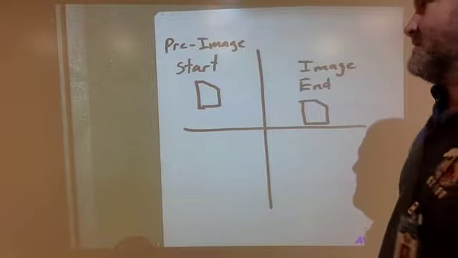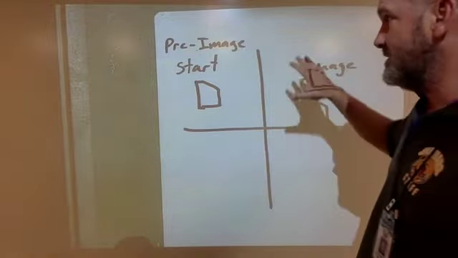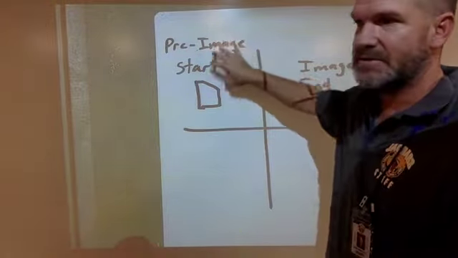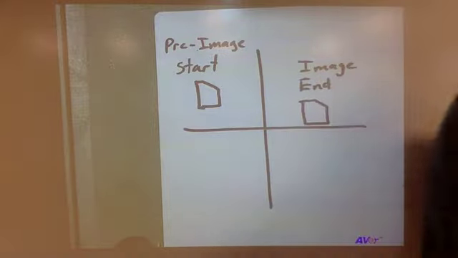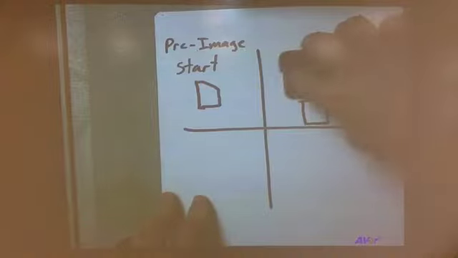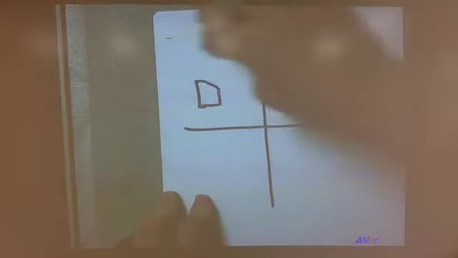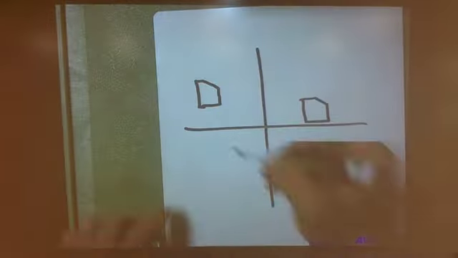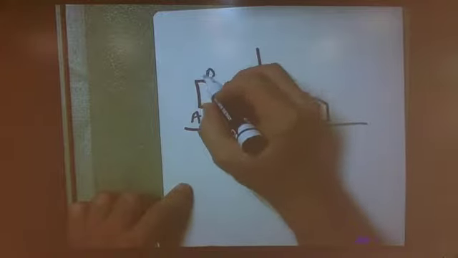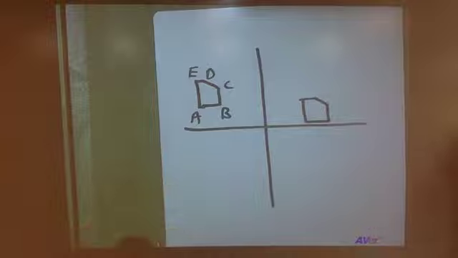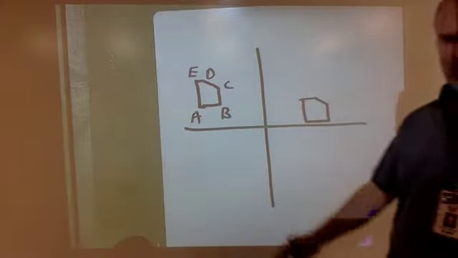There's another way to tell. Sometimes it won't always say this is where we started from, or this is the pre-image, this is the image. Sometimes it won't give you any words at all. It's just going to give you letters on the vertex of your shape. So we'll call these corners A, B, C, D, and E. Now that's the pre-image, just regular old letters.